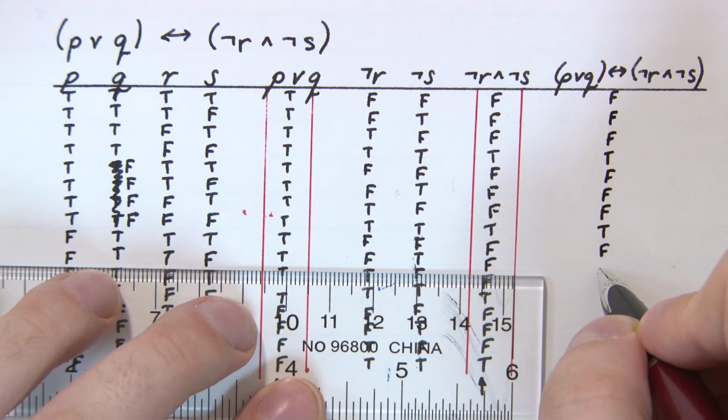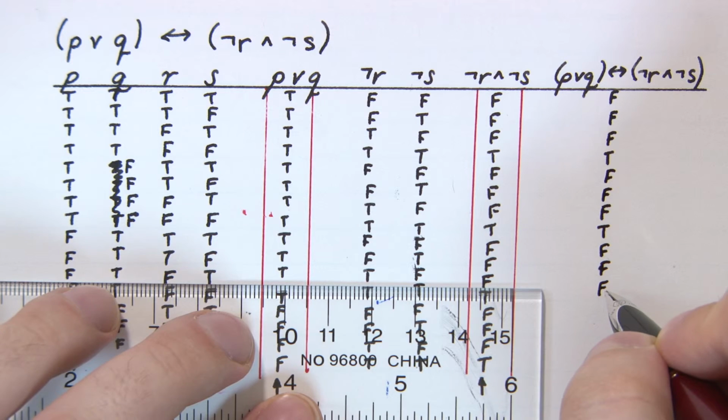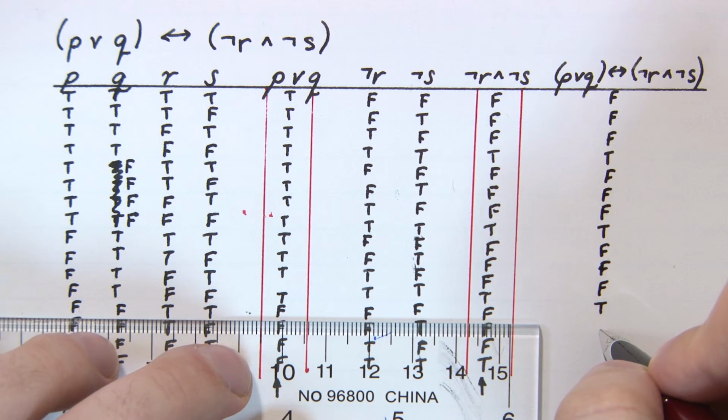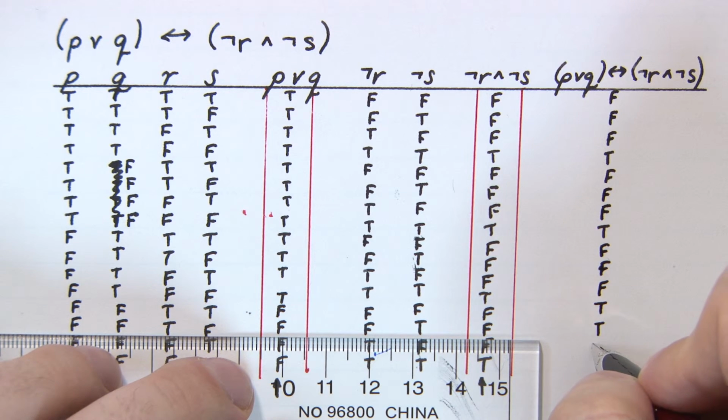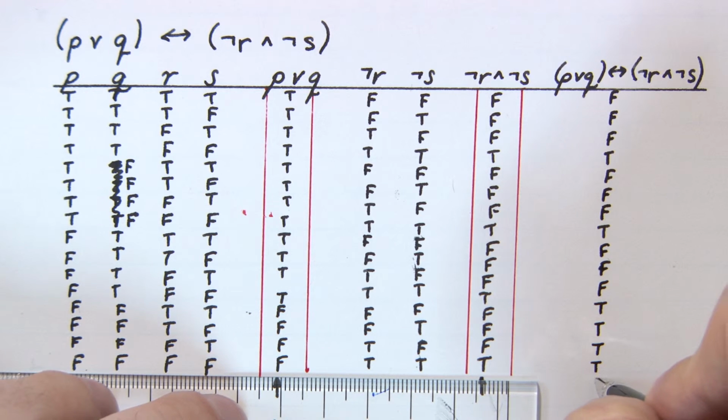False. False. False. True and true, that's true. False and false, that's true. False and false, that's true. False and false, that's true. And lastly, false and true, that is false.